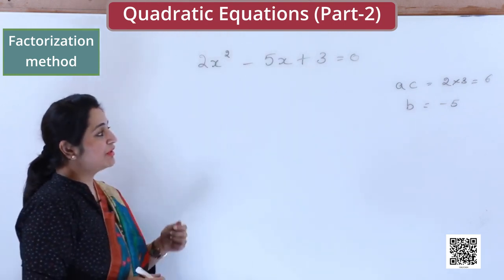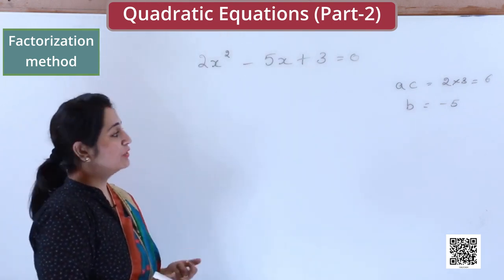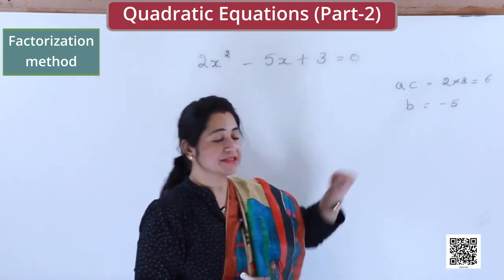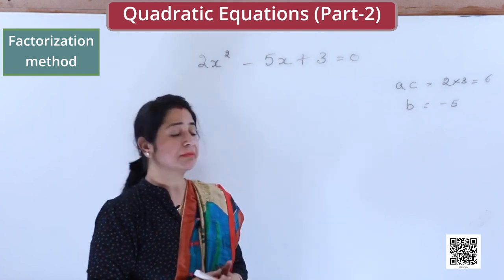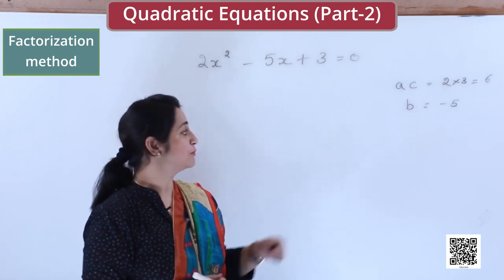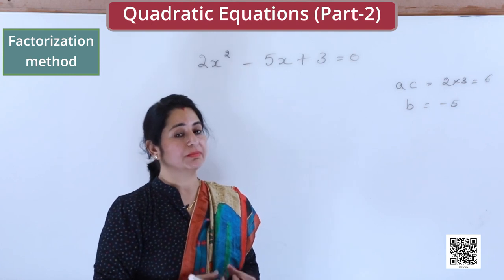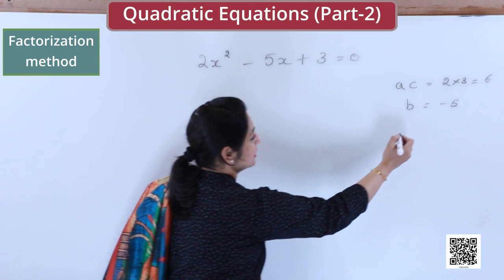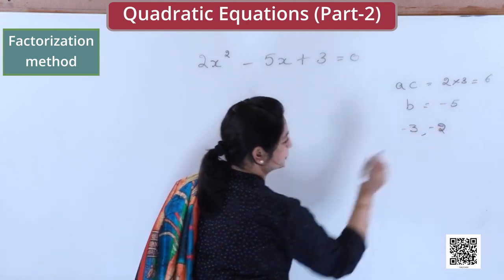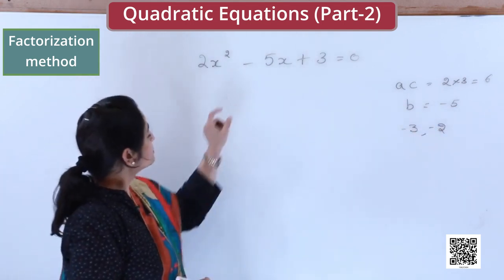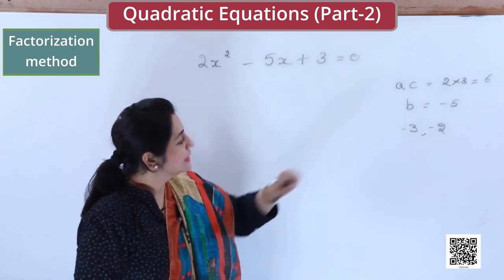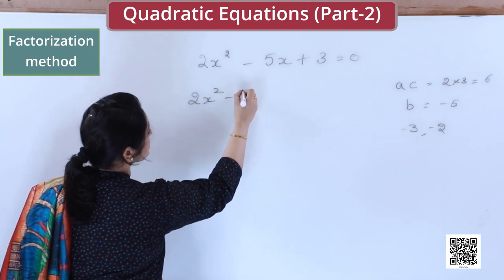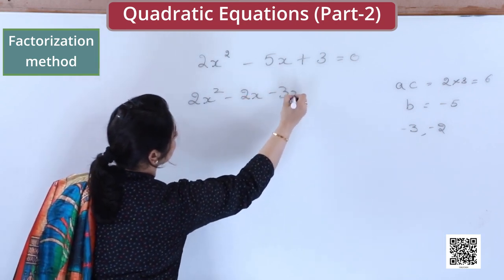So for that we will find the prime factors of 6, and that will be 2 into 3. Now can 2 and 3 be made into minus 5? Yes, if we take minus 2 and minus 3, that will add up to minus 5, and its product will be minus 2 into minus 3 equals 6 only. So our two numbers will be minus 3, minus 2. Now we can split the middle term into these two, and we can write here 2x squared minus 2x minus 3x.